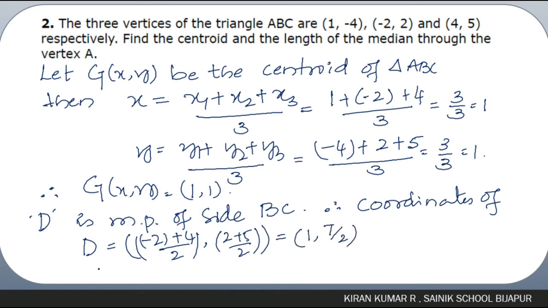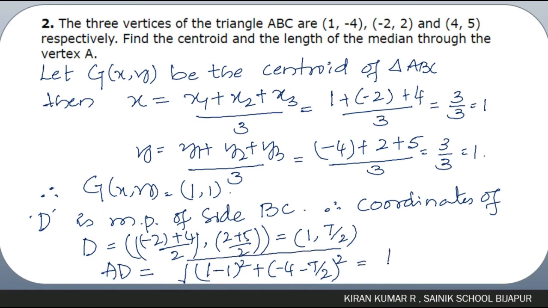Now we need to find the length of the median AD. The median AD is given by the distance formula. So 1 minus 1 whole square plus negative 4 minus 7 by 2 whole square. We get it as root of minus 15 by 2 whole square. So it is 15 by 2 units.